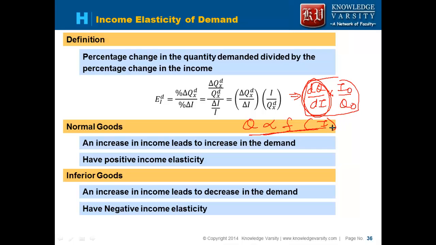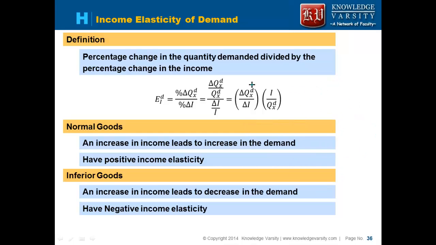So usually the income is also linear. So whatever the coefficient of the income, let's say quantity demanded is equal to K minus C into P plus A into I. When you differentiate quantity demanded, dQ by dI, only this constant will come, right? So the coefficient of income will come over here. So this is your coefficient of the income.